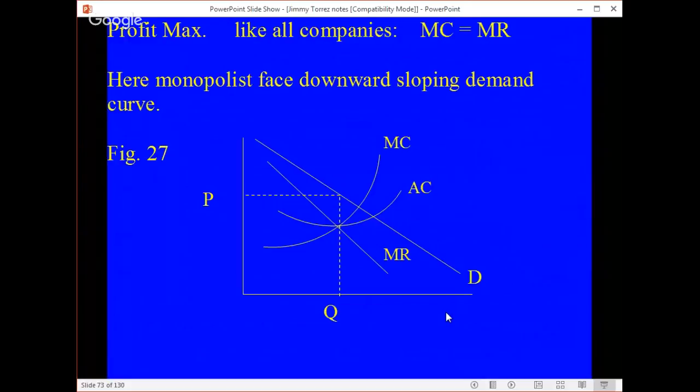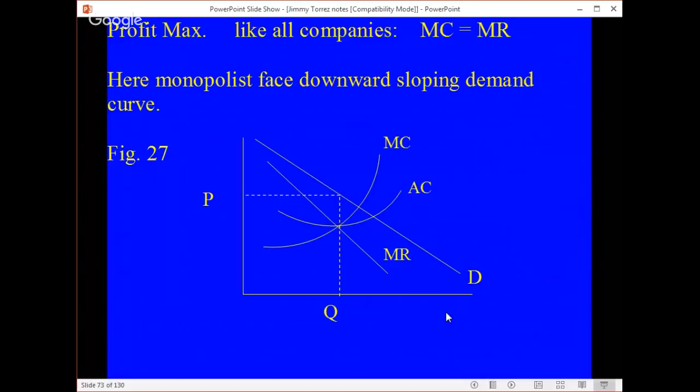For a linear demand curve, it's actually going to be 1/2 of demand. In other words, where price is zero and marginal revenue is zero, it's going to be half the distance to the demand curve. But that's just a special case for a linear demand curve. So they choose a quantity where marginal revenue equals marginal cost, and they let the demand curve determine the price.